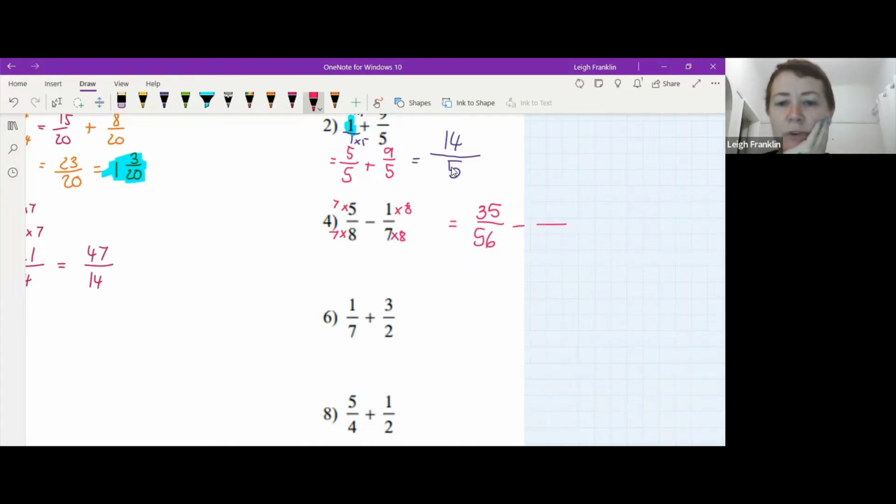And then on this side, I've got the same denominator. 1 times 8 is? 56. And the numerator is 8. Lovely. Okay, now what are you going to do? I'm going to say 35 minus 8 gives you 27. Lovely. So I've got 27 out of? 56. Good. Well done.